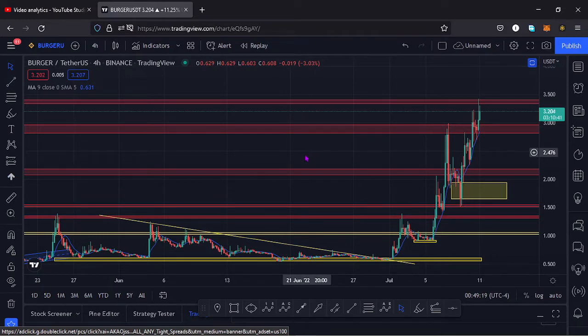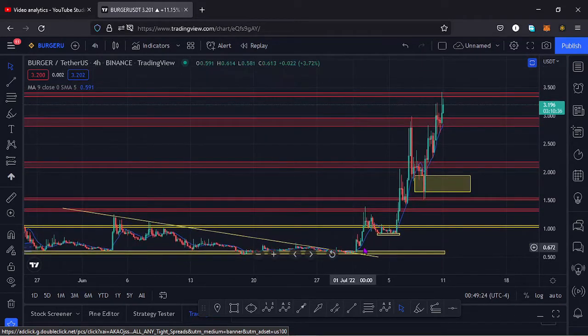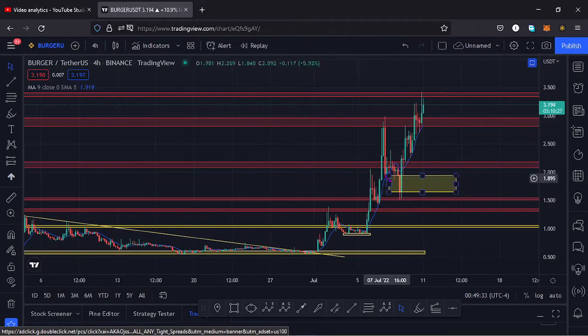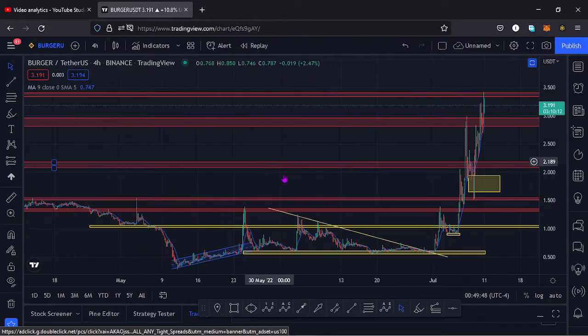I'll kickstart the video by giving a brief of what I expected to play out on this chart. So the moment we had that pump to the upper side and made this high at around the $3 mark, I expected a retracement to the lower side, and that retracement I had a target down here in this yellow target between the $1.93 mark and the $1.67 mark, and the price of Bureger respected that, and that yellow target I made it using the Fibonacci's.